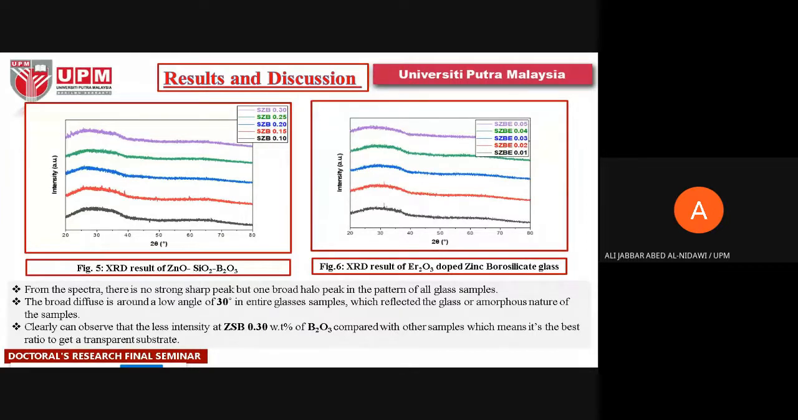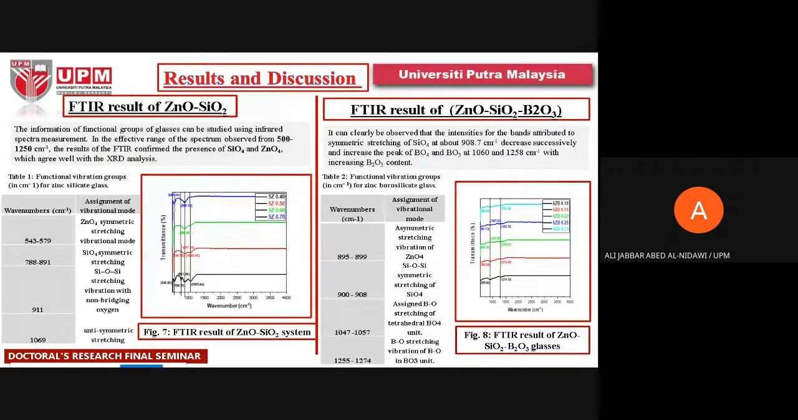Clearly we can observe less intensity at zinc silicate; zinc borosilicate with 0.3 of boron, compared with the other samples, which means it is the best ratio for getting the transparent substrate.